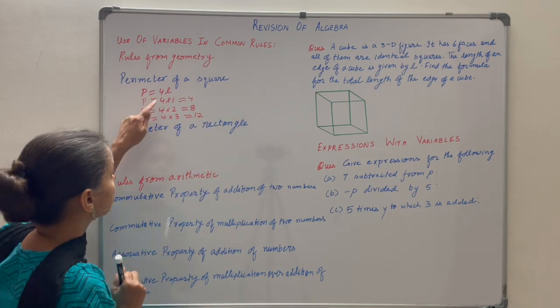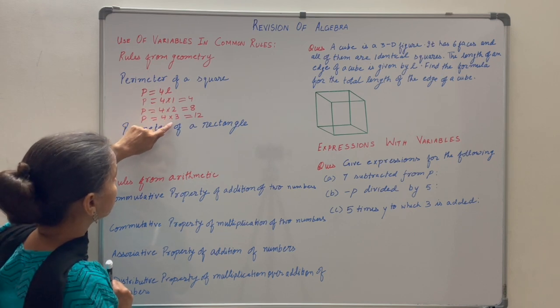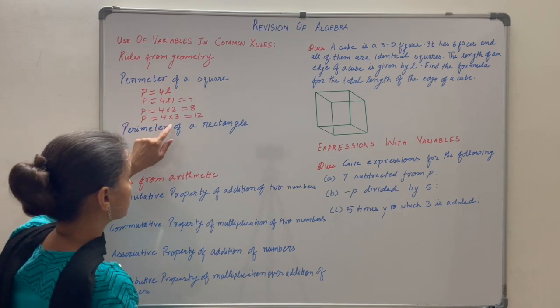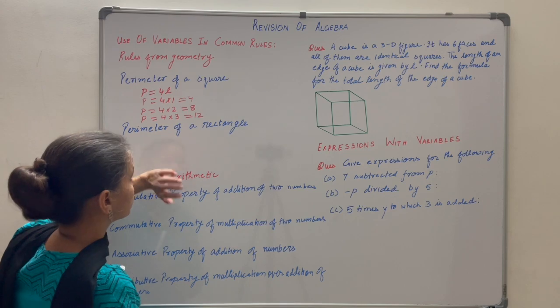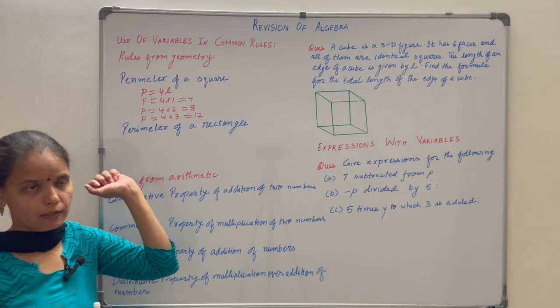So you can see the variable L is taking different values: 1, 2, 3. That is what the definition of a variable is. It can take different values. Its value is not fixed. So this is one use of variable.